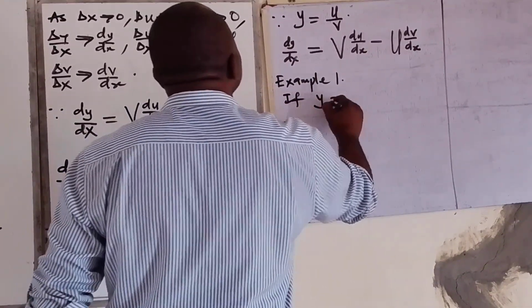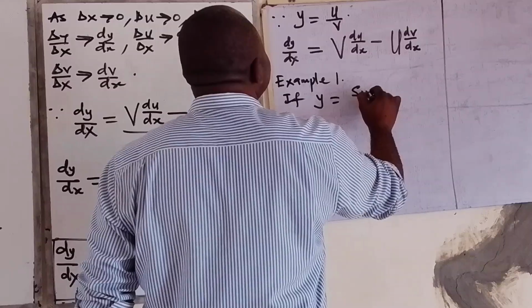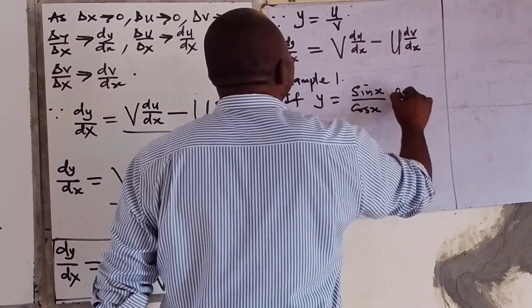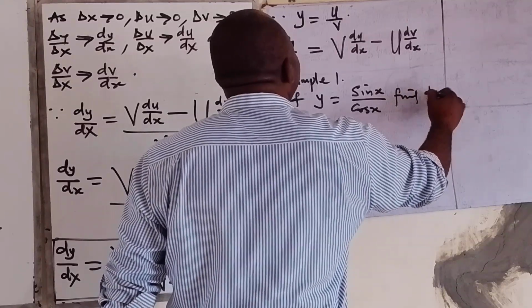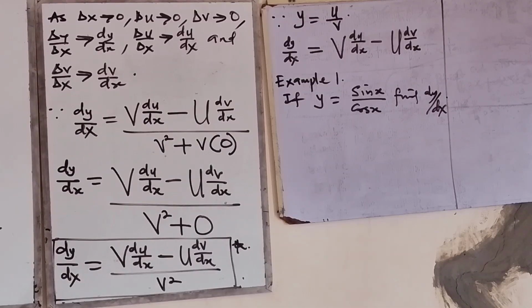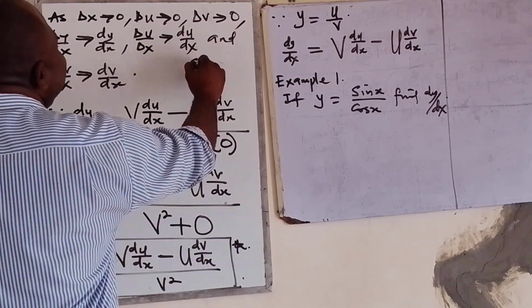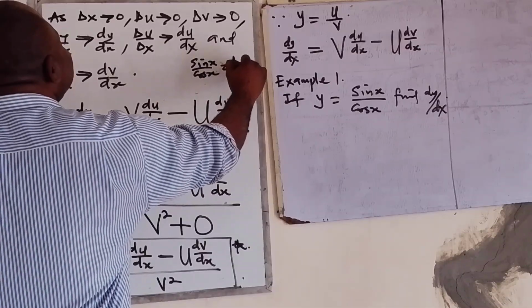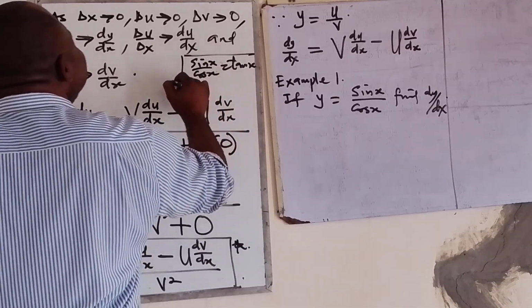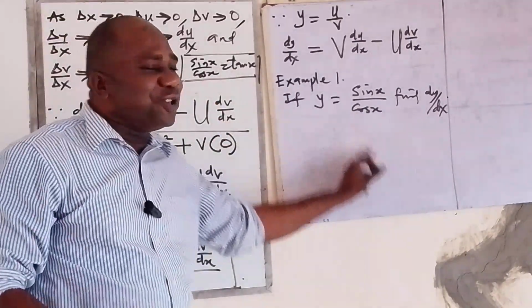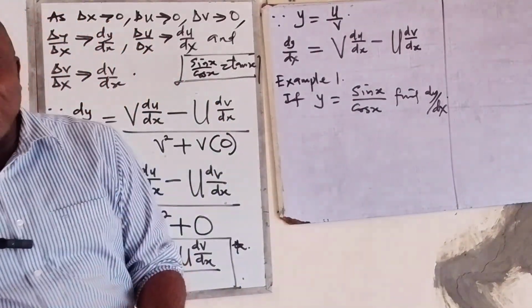If y is equal to sine x over cos x, find dy/dx. And we all know that from trigonometry, sine x over cos x is the same thing as tan x. So this is like asking us to differentiate tan x.